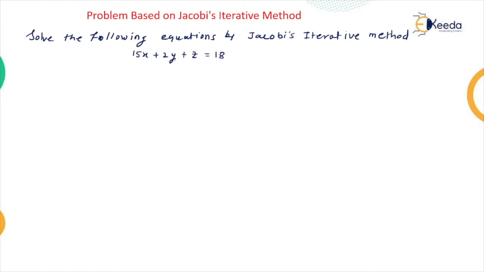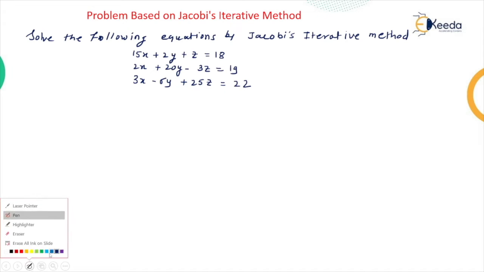You are given a system of equations: 15x plus 2y plus z is equal to 18, 2x plus 20y minus 3z is equal to 19, and the third equation is 3x minus 6y plus 25z is equal to 22. We have to find the values of the unknowns by using the Jacobi iterative method.